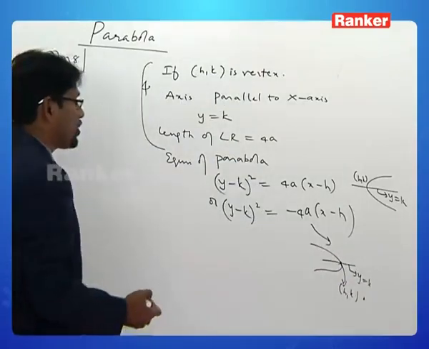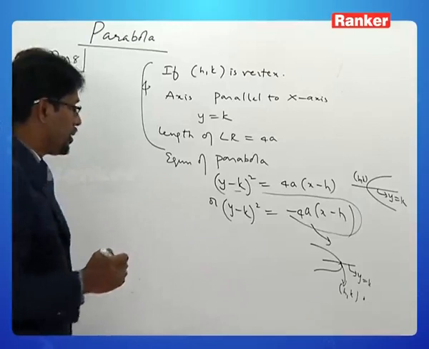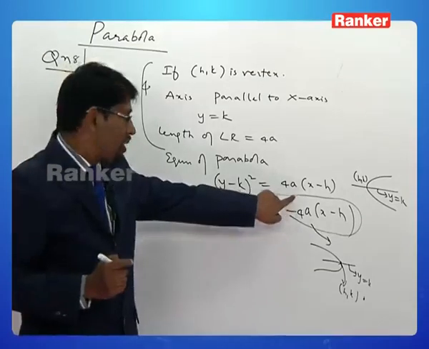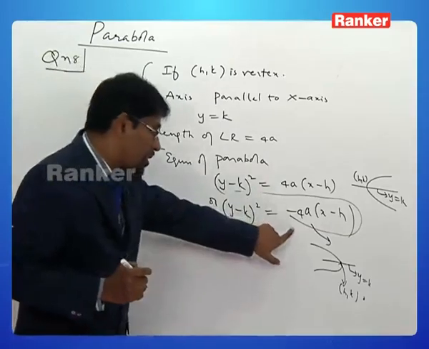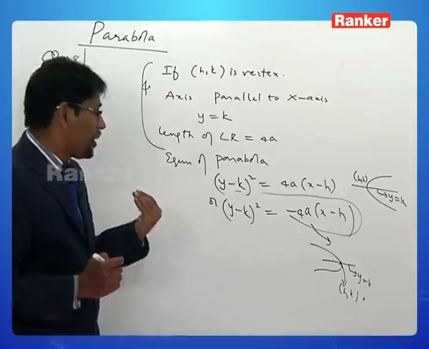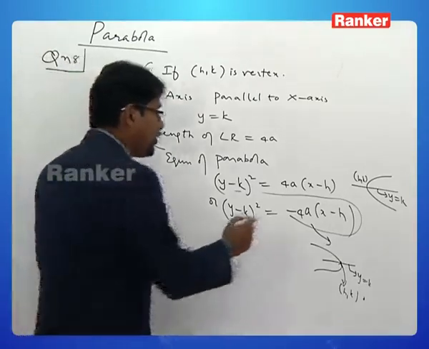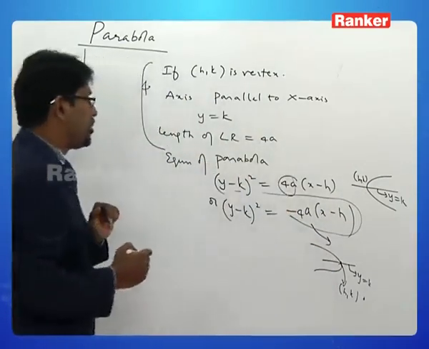Okay. So when it is minus 4a into x minus h, we always assume that a is positive here. So minus 4a into x minus h, if it is like that, then the parabola opens to the left of h comma k. And if it is plus 4a into x minus h, then it opens to the right, and 4a is the length of the latus rectum there.